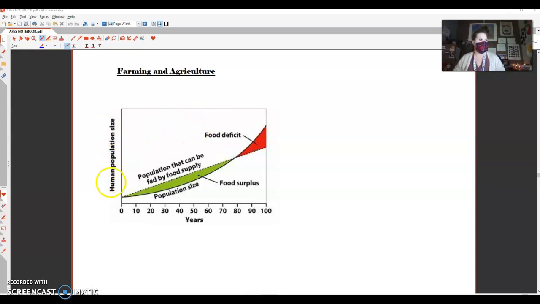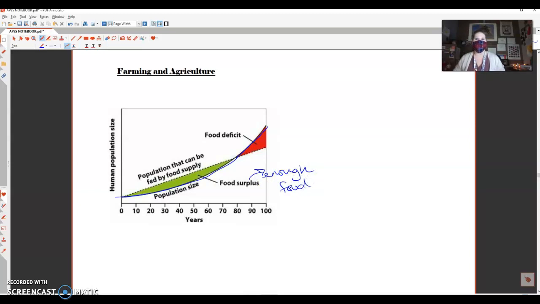So here we have human population size and then years. Okay, so we're showing food production with population growth. So here we have population that can be fed by food supply. Our population is increasing right here. So this is our population line. It keeps going up. Right now, we're technically living in what we call a food surplus. Okay? So right now, we have enough food.